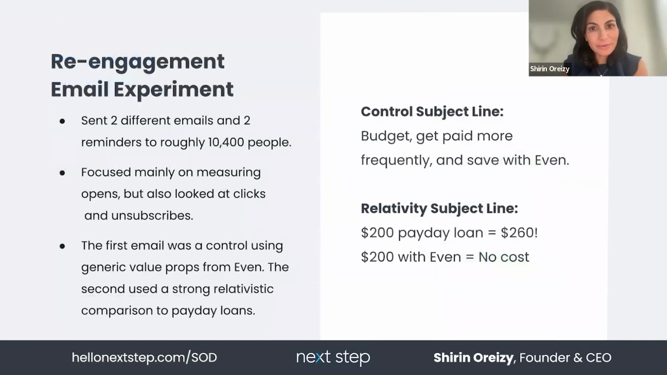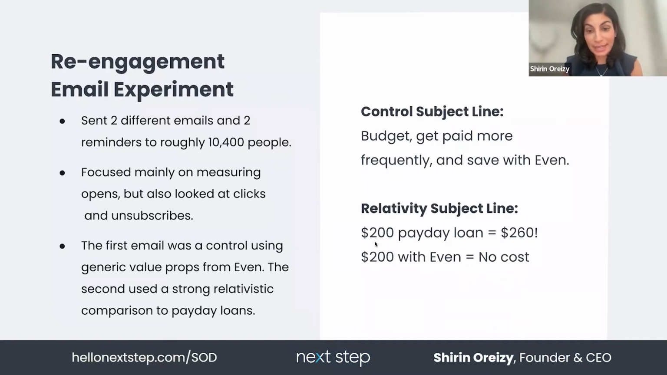And so for them, some of the work that we did is we ran a series of experiments where we basically sent out emails and reminders to about 10,000 of their users. And the thing that we were trying to test for was, can we produce more users for them using this idea of relativity? So in the control subject line, which is basically the emails that they were using before we got in, we talk about, hey, you can use this solution to budget and get paid more frequently and save. And then in our relativity subject line, we use this kind of relative comparison to simply show how much better the client's solution is to their biggest competitor, which is payday loans.